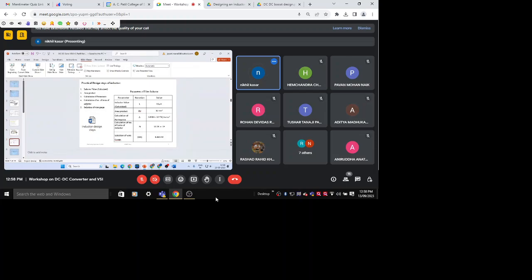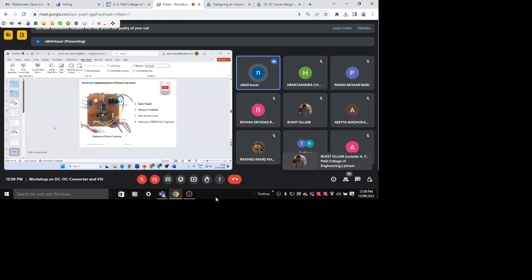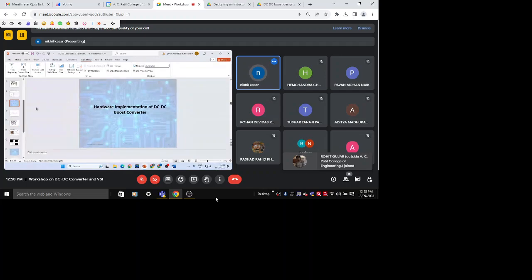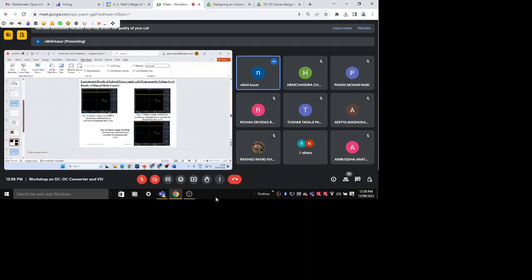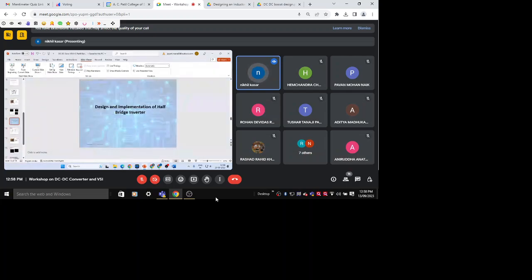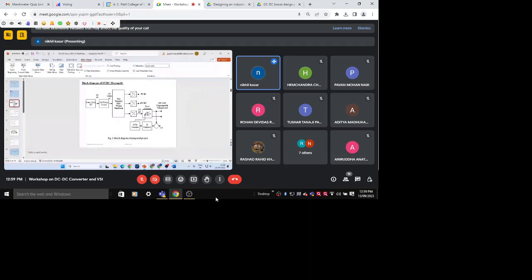So, any queries in this first session of the workshop? Because in the second session, the hardware implementation of the boost converter and the voltage source inverter part, that is the design and implementation of the half bridge inverter, will be continued by Dr. Jayant Manesar. Any queries in this session on the boost converter? No, sir, no queries until now.